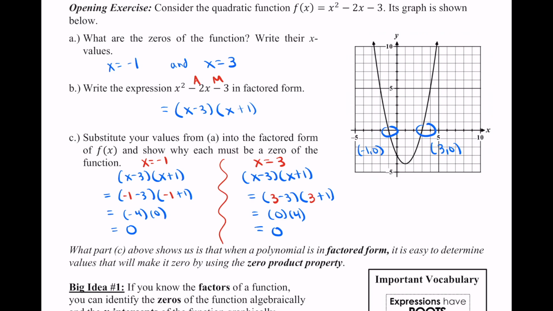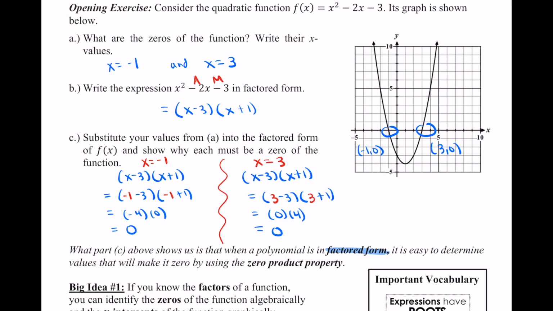For part C, you substituted your values from part A into your factored form of f of x to show why each must be a zero of our function. So on the left, when x equaled negative 1, your second factor zeroed out to give an overall product of 0, and when x was equal to 3, your first factor zeroed out to give you an overall product of 0. So what part C shows us is that when a polynomial is in factored form, it is easy to determine the values that will make it 0 by using our zero product property.